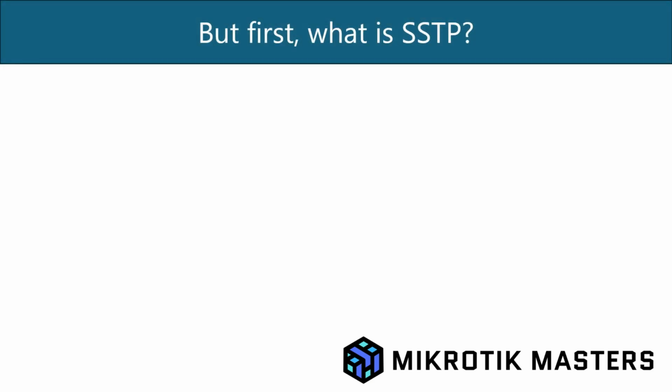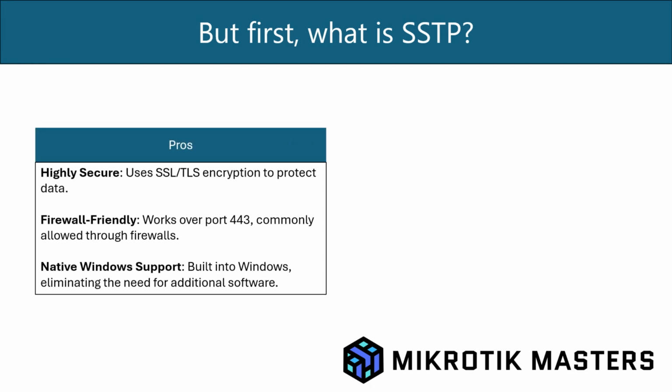But first, let's just have a quick look at what is SSTP, why we should use it, and why we may not use it. Some pros: it's highly secure, it uses SSL, which, if you're familiar with, uses 443, so it makes it firewall friendly, meaning if you are on a network that is restricted to what's allowed out, very commonly 443 will be allowed because that's what you'll be looking at most web pages on, providing they're not doing any deep packet inspection or anything like that.